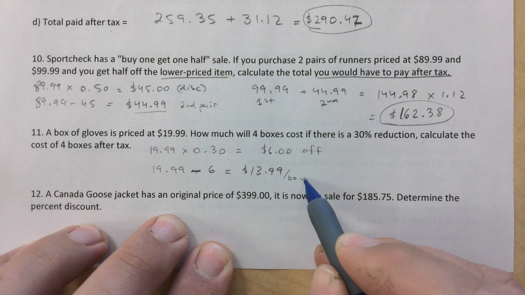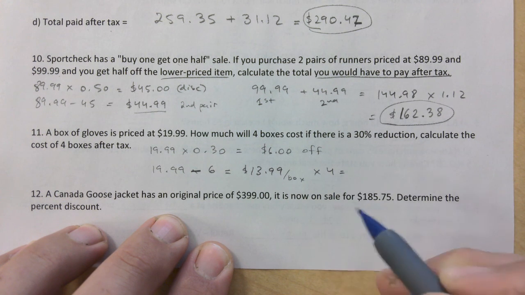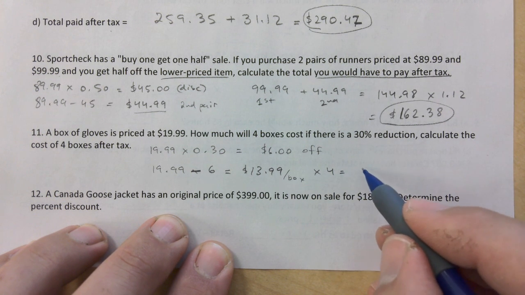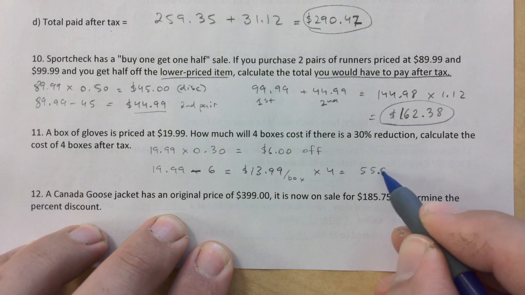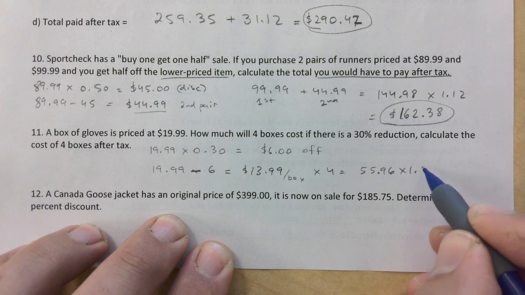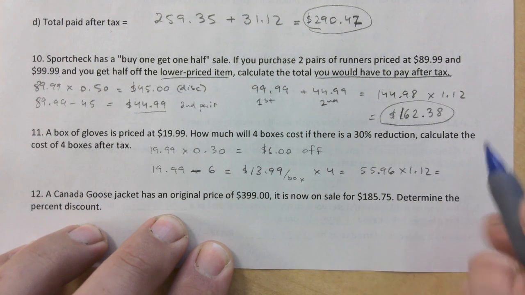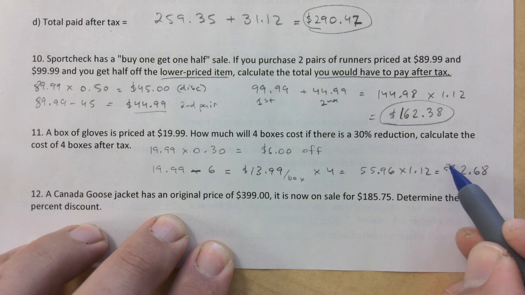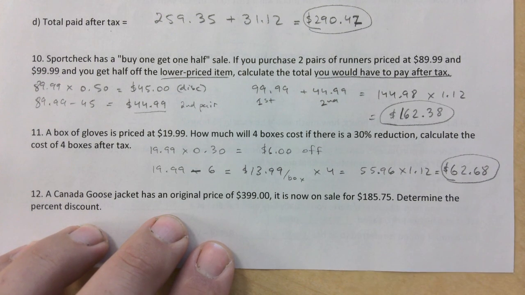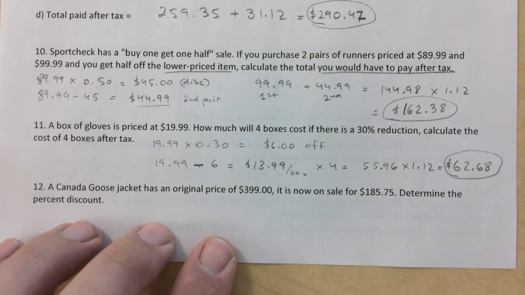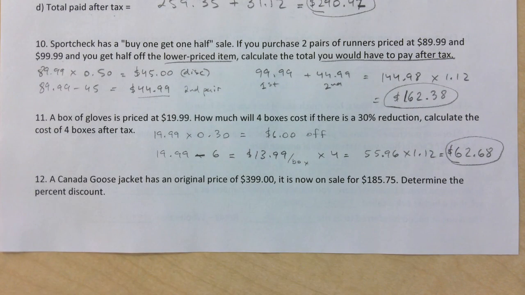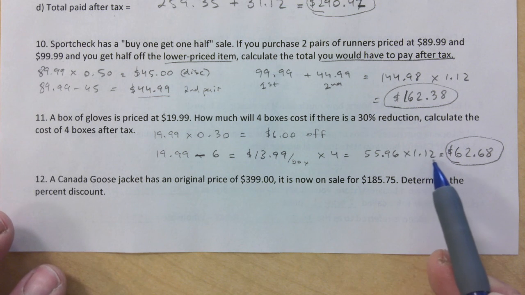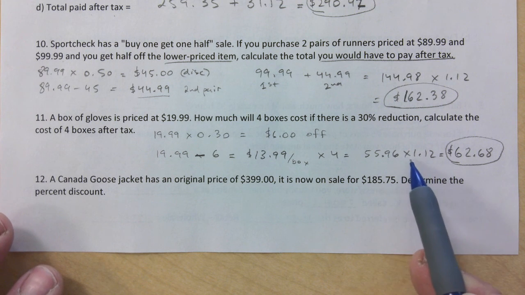per box. You need 4 of them. So that's $55.96. We're going to multiply that by 1.12. You get $62.68 that you would be paying after tax, right? That's the key word. If I did not ask you for taxes, or I said before taxes, disregard this step right here at the end, okay?